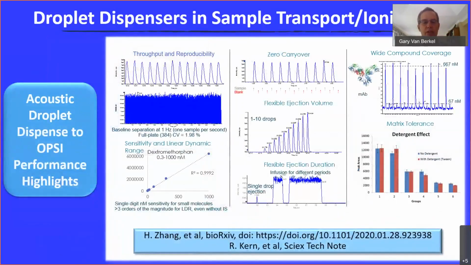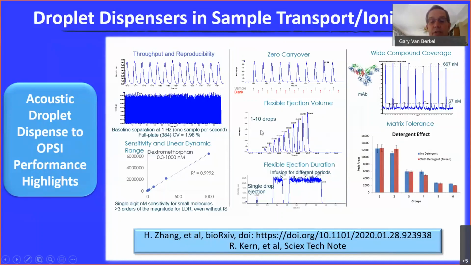Now, here are just some of the results that can be obtained. This is a different design of the open port sampling interface, so you can get a little bit better throughput. So this is 1 Hertz sampling, or 1 second per sample dispensed from the same or different wells, very reproducible. A nice linear dynamic range. The detection limits with this system are in the low nanomolar range. Very little carryover. The system's continuously flushing itself. The volume of the droplet is very small, so actually the droplet's much smaller than the diameter of the inner tube. So very little of the sample ever hits a surface in this system, so it's very difficult to contaminate it.